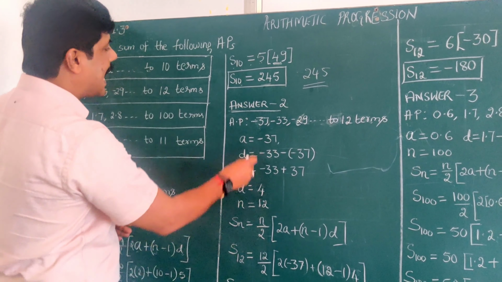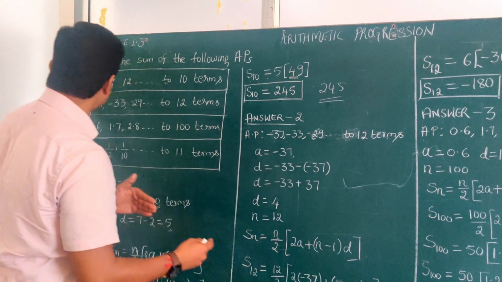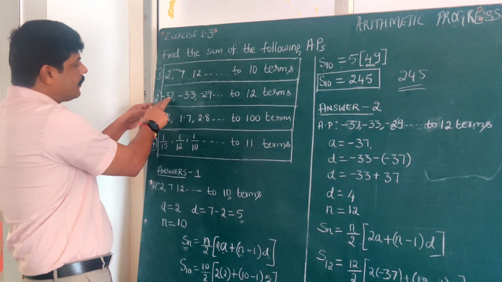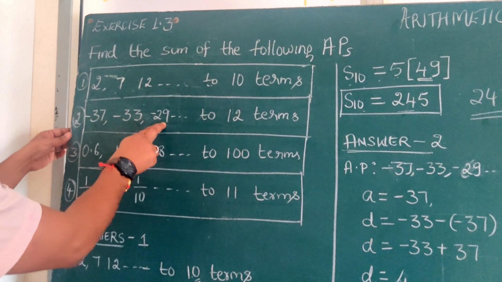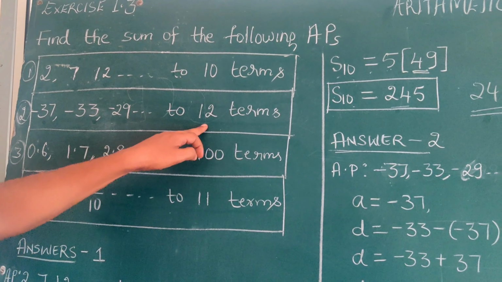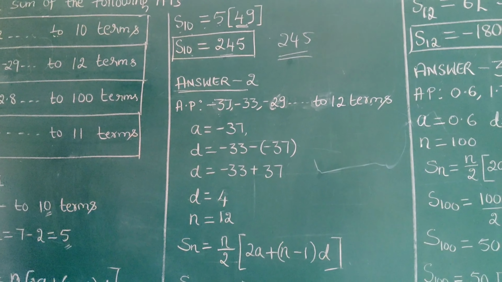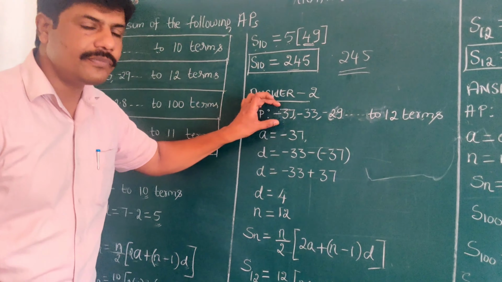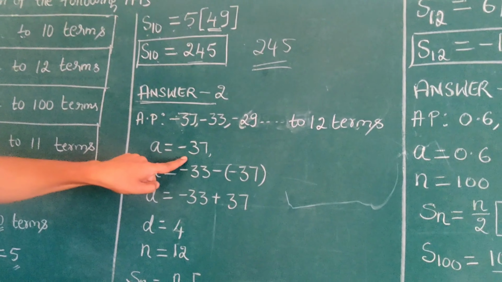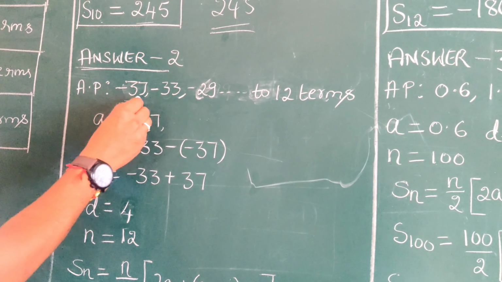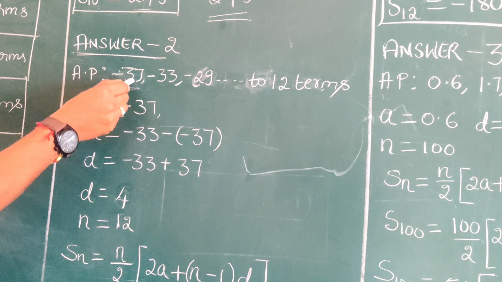Now we'll enter into the answer of the second problem. Second problem goes like this: minus 37, minus 33, minus 29. Up to how many terms here? 12 terms. Therefore, we will say here n is equal to 12. Now, what is the first term? First term is a is equal to minus 37. As you can see here, in the first place, minus 37 is there.